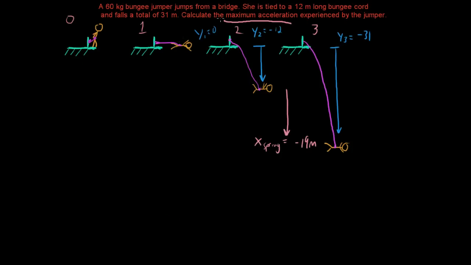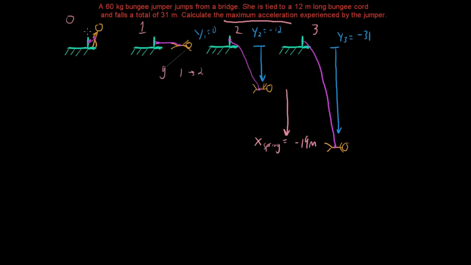Alright, what we're looking for in this problem is to find the maximum acceleration experienced by the bungee jumper. And the first thing you have to really do is figure out where that might be. Well, it's not going to be at the top, most likely, because that's where the person is going to be accelerating due to gravity. So this is all just gravitational accelerations that take place really from 1 to point 2.